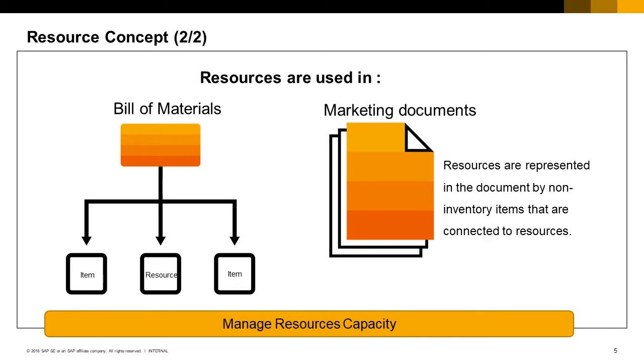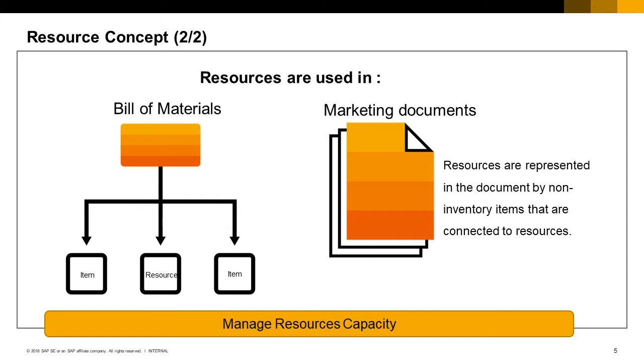Much like items, resources can be used in bill of materials and marketing documents. When a bill of materials is produced, a machine resource is often needed in a production process and an employee resource may be needed as well, for example, to operate this machine. Much like items, resources can be ordered, purchased, sold or have other actions performed in marketing documents. To do this, we first need to connect a non-inventory item to the resource. This item, which represents a resource, is then used in a marketing document.